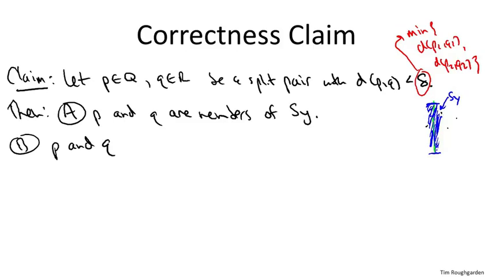So that's precisely what part A of the claim is. Here's part B of the claim, and this is the more remarkable part of the claim, which is that P and Q are almost next to each other in this sorted array SY. So they're not necessarily adjacent, but they're very close. They're within 7 positions away from each other. So this is really the remarkable part of the algorithm. This is really what's surprising and what makes the whole algorithm work.